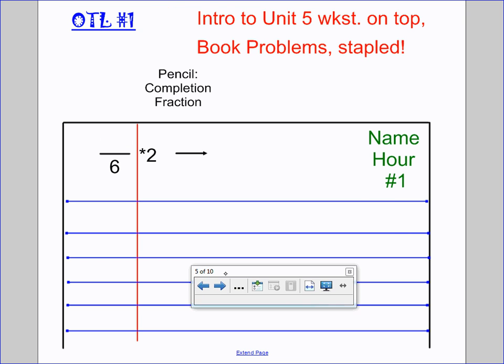Thanks for your help, ladies and gentlemen. Next, I'd like for your Unit 5 OTL number 1. This includes our Intro to Unit 5 worksheet, our prerequisite skill review for Unit 5 on top, and then the book problems. Those 3 stapled together for a total of 6. Please go ahead and give yourself credit for those you completed. Out of 6, divide, enter, multiply by 2. If you stapled out of order, that's okay, so long as your name, first and last, 2A, number 1 clearly labeled, and you're giving yourself a score box, nice and big on top.